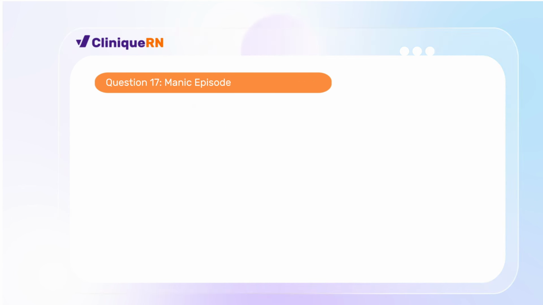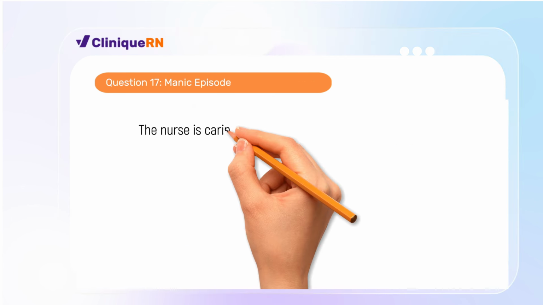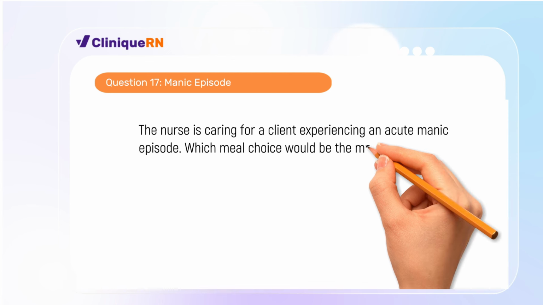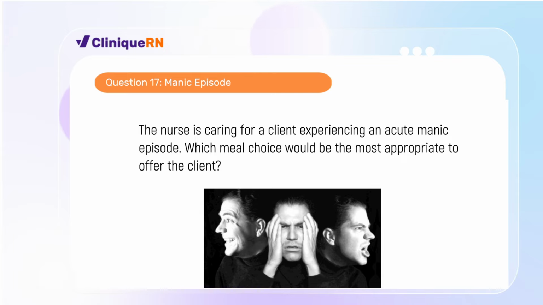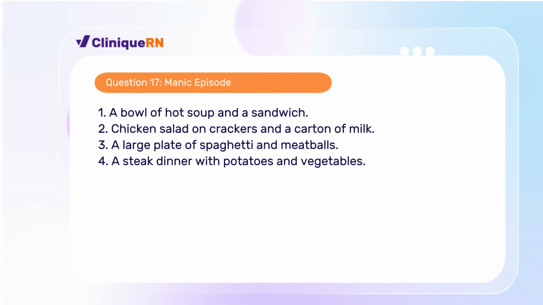Question 17. Manic episode. The nurse is caring for a client experiencing an acute manic episode. Which meal choice would be the most appropriate to offer the client? 1. A bowl of hot soup and a sandwich. 2. Chicken salad on crackers and a carton of milk. 3. A large plate of spaghetti and meatballs. 4. A steak dinner with potatoes and vegetables.